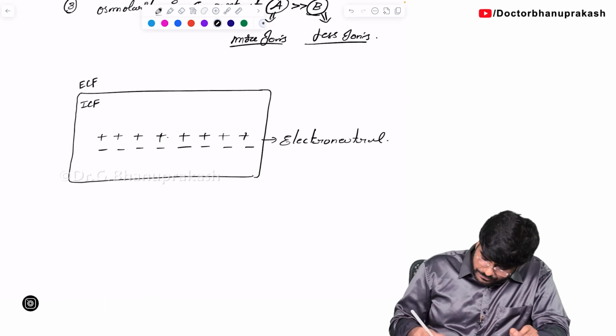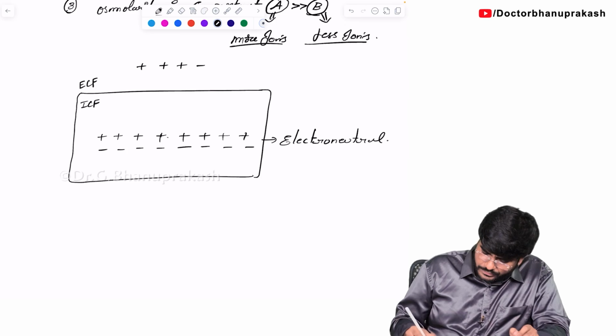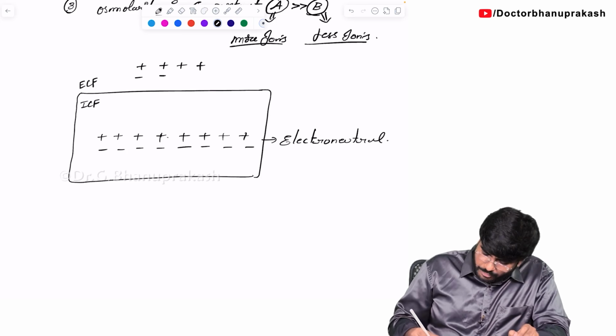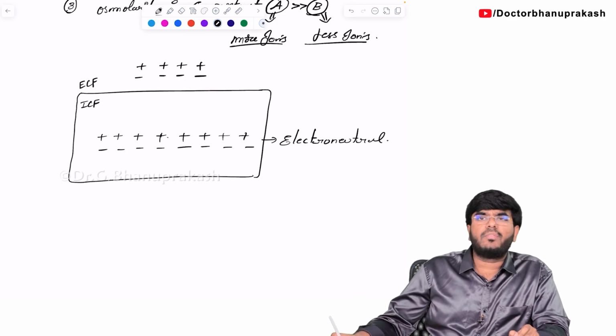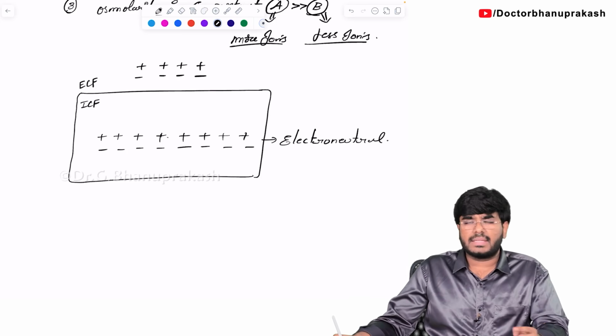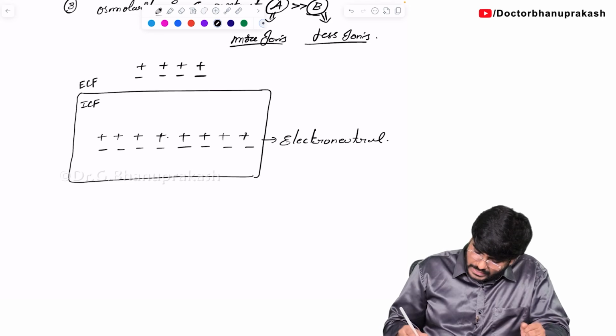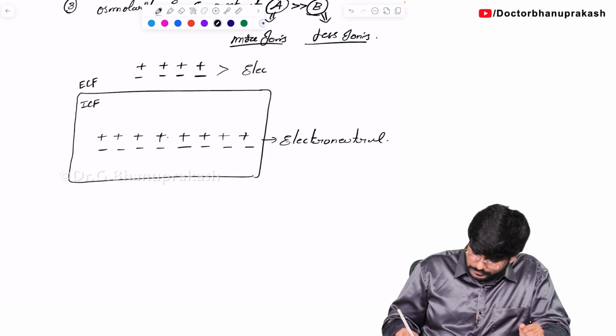Now, outside, let's say fewer ions are there, but the number of positive charges is exactly equal to the number of negative charges outside also. In the other compartment also, maybe fewer ions are there. So the outside compartment is also electroneutral.